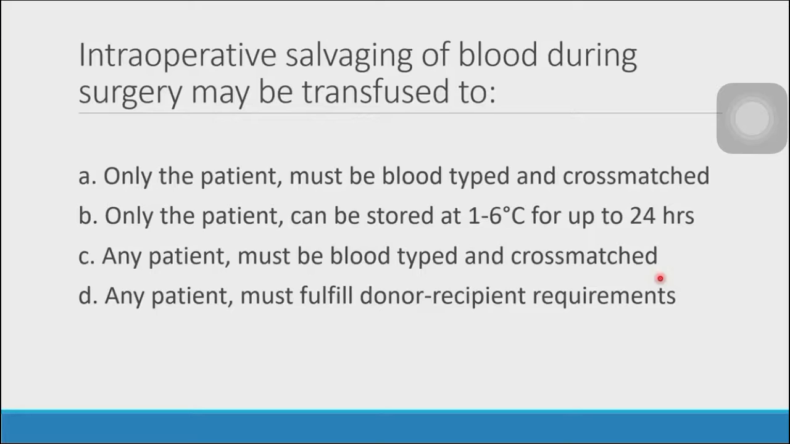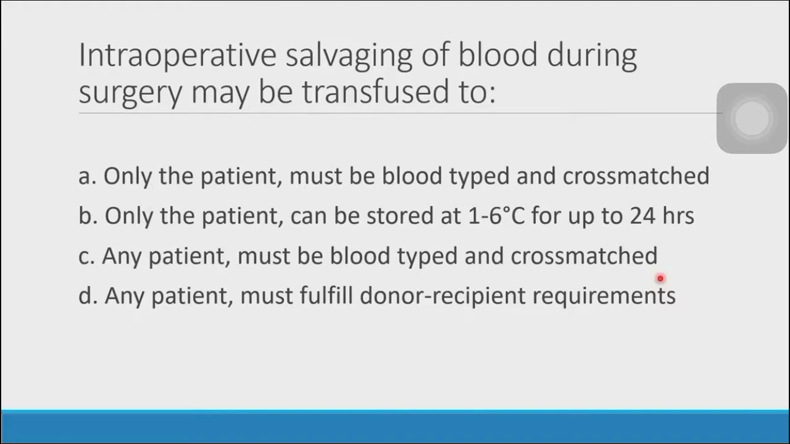So if you encounter this question, intraoperative salvaging of blood during surgery, to whom can you transfuse it? Of course, you can transfuse it. Intraoperative salvaging is under the process of autologous donation. So the recipient, of course, is yourself. Only the patient. So it's between letter A and letter B. For letter A, only the patient must be blood typed and cross-matched. B, only the patient can be stored at 1 to 6 degrees Celsius for up to 24 hours.